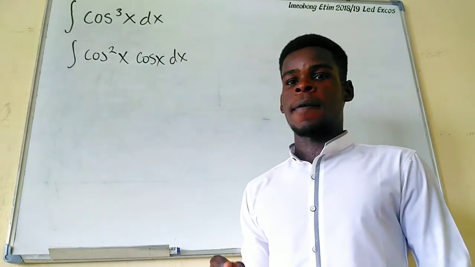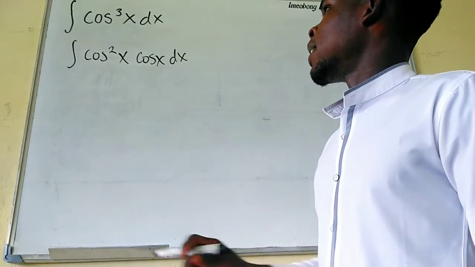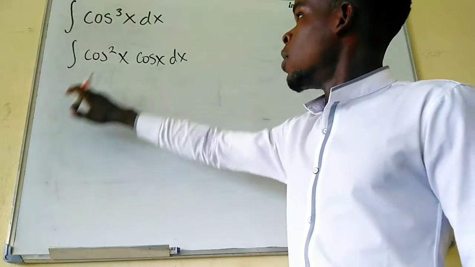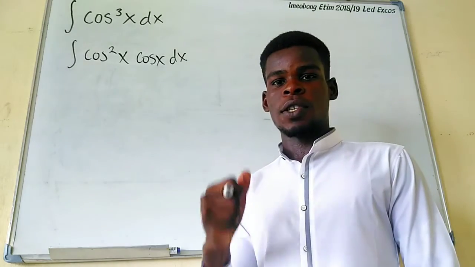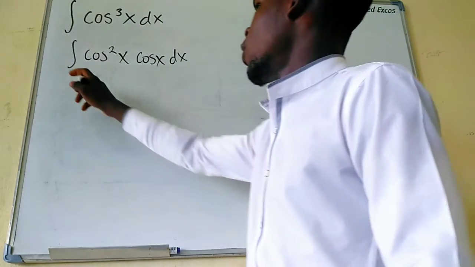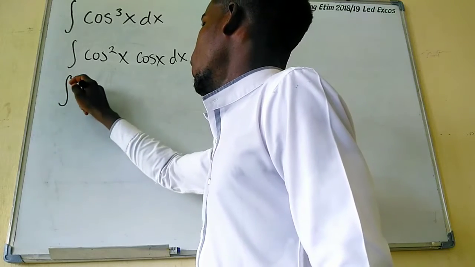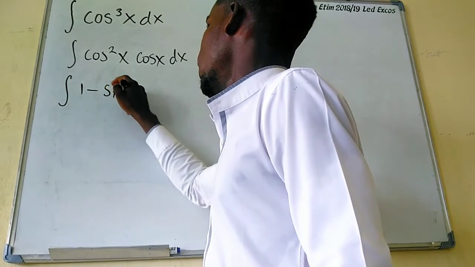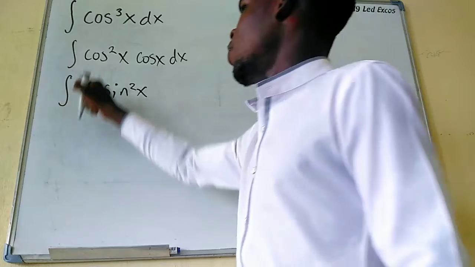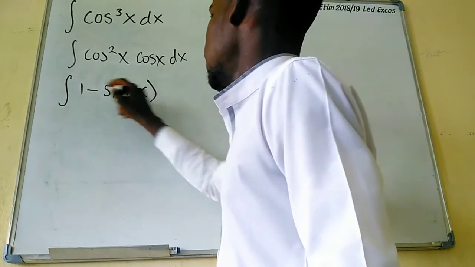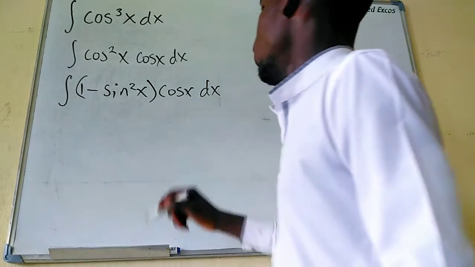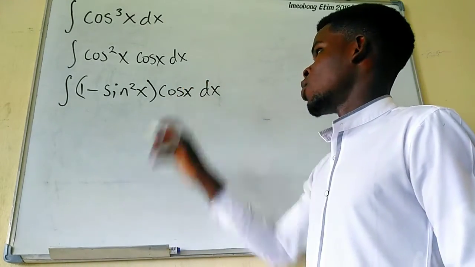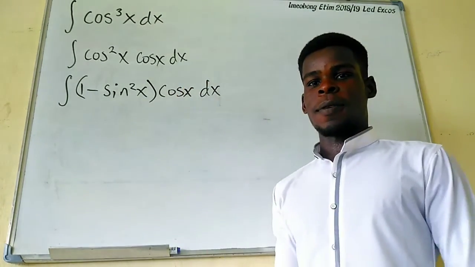Well, here, I can just go ahead and rewrite this cosine square x using a trigonometric substitution for it, which is just 1 minus sine square x. So I'm going to have the integral of 1 minus sine square x in place of cosine square x, and I then multiply with cosine x, again dx. So I have not changed anything. I'm just doing a trigonometric substitution.